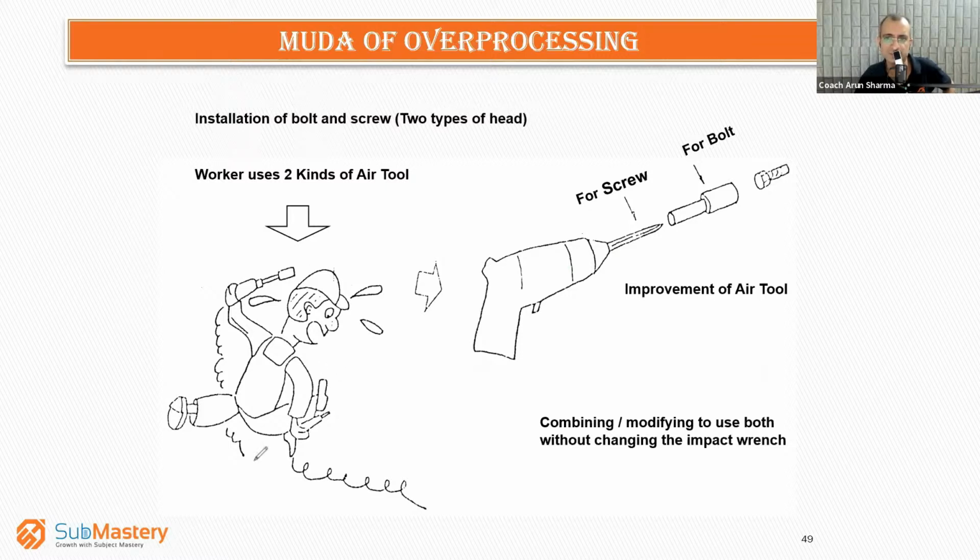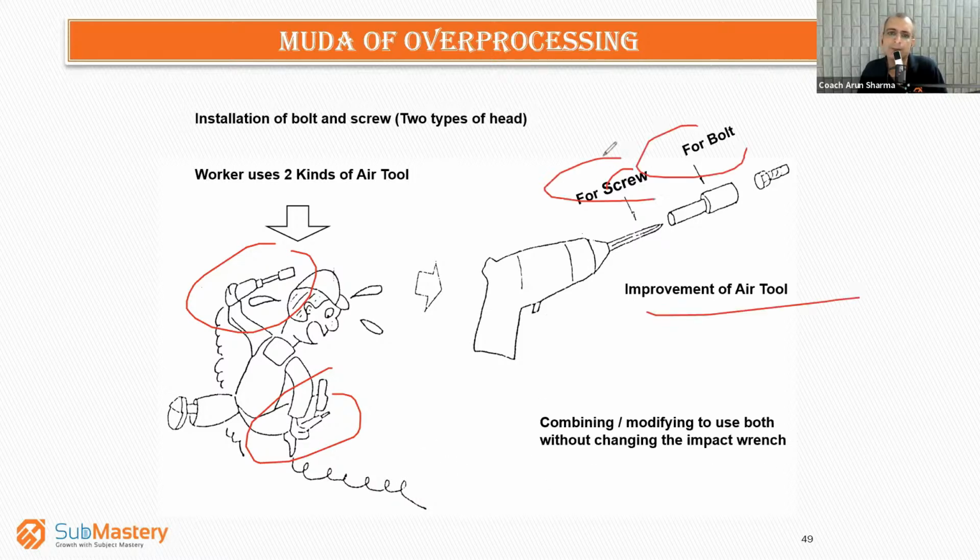One tool is for screw, and the other tool is for bolt, but then he made this improvement of an air tool where he used this attachment so that he can use it for both. One screwdriver can be used for both, right? For screw, and it can be used for tightening the bolt, right? Combining and modifying without changing the impact wrench. So that is one Kaizen and improvement, right? 2 types of head. Okay. Installation of bolt and screw can be done. That's an example of overprocessing.